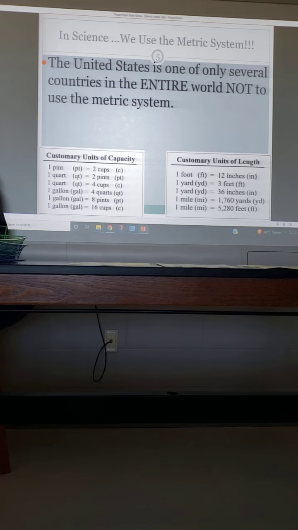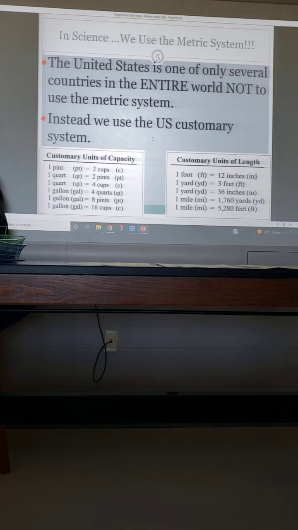Our system is not friendly. It is not easy, and there's really kind of no rhyme or reason to it. So, it'd make more sense if we use the easier system. Now, the metric system seems harder to us because it's not what we're familiar with. It's like hearing Spanish. We're used to hearing English. Right? But if we would get used to it, it is much easier.